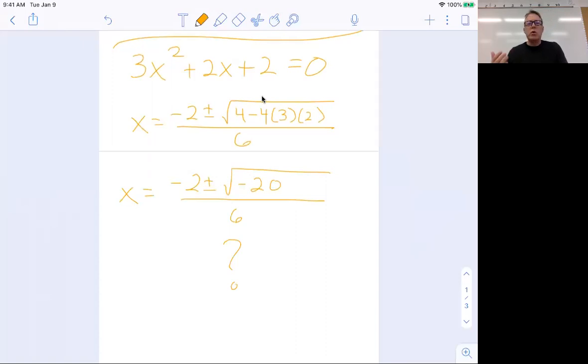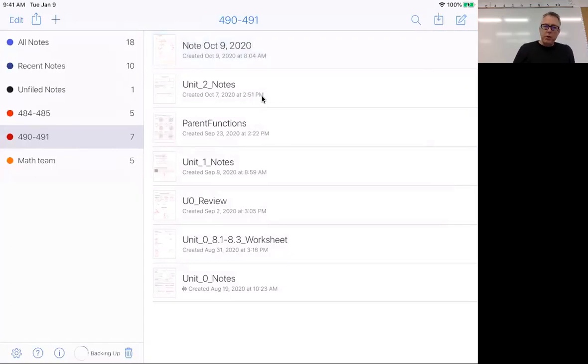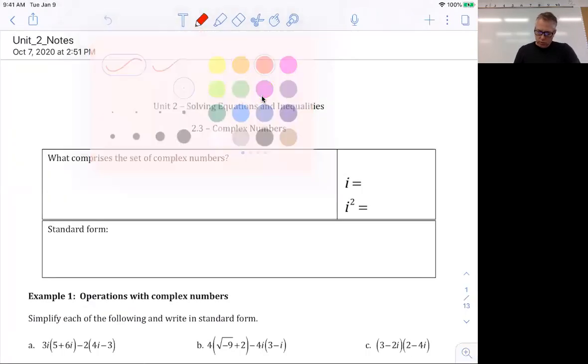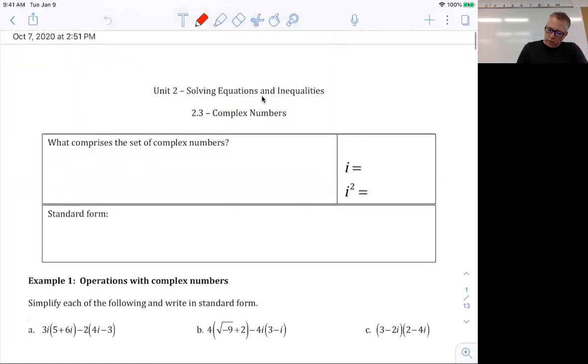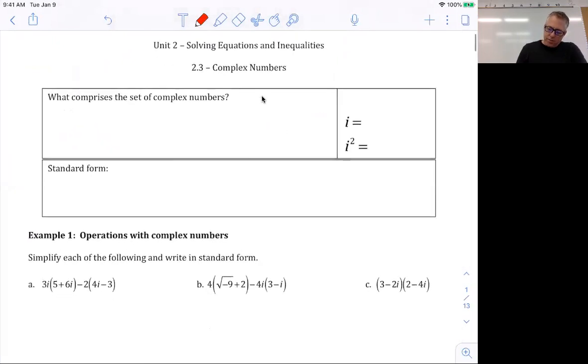All right, so let's go to complex numbers then. So this you should start writing down. I'm going to open the Unit 2 notes, and if you didn't download those yet, they are found in Schoology. So put them from Schoology into Notability. And in the Unit 2 notes, we are talking about complex numbers. So first thing is, I know it says what comprises the set of complex numbers.